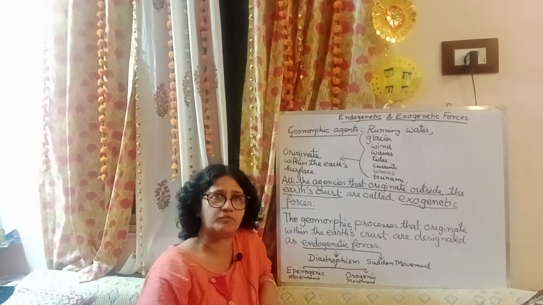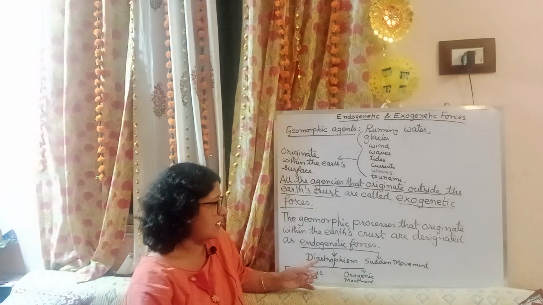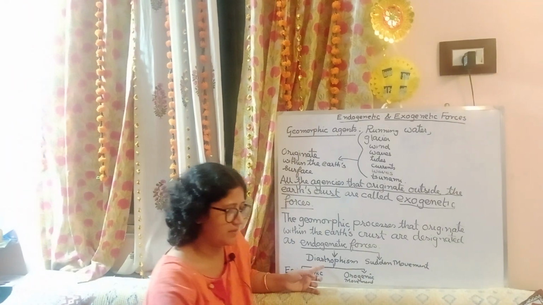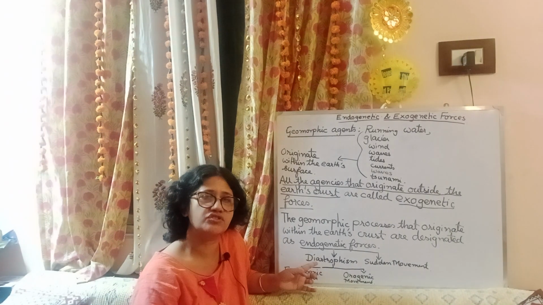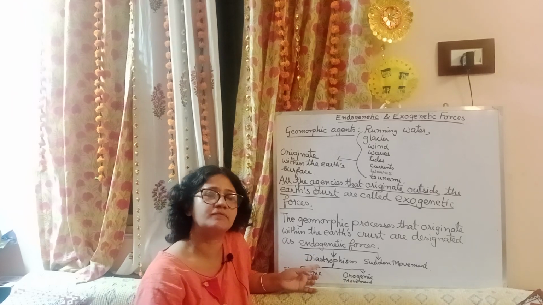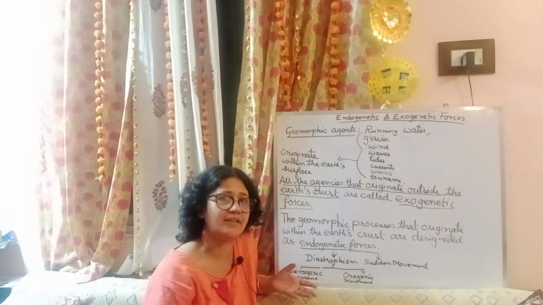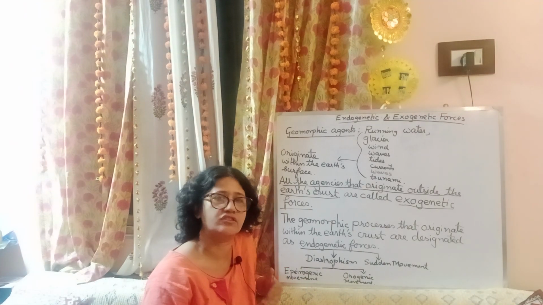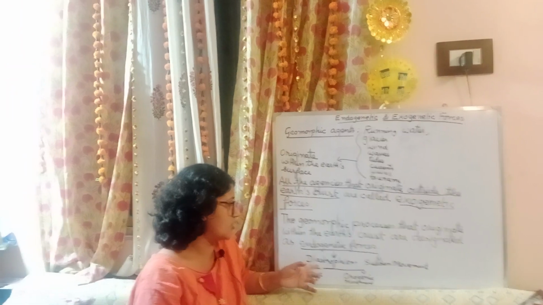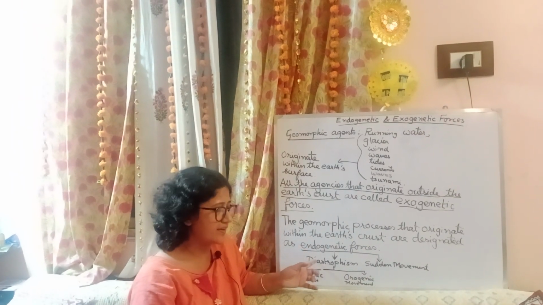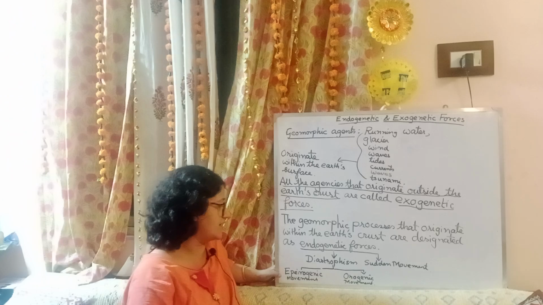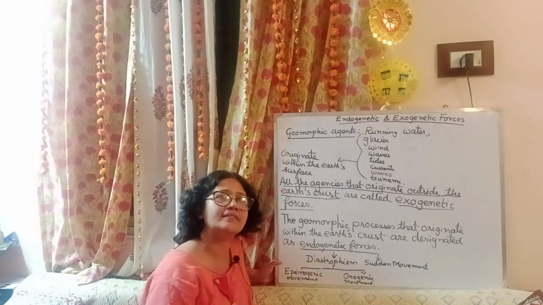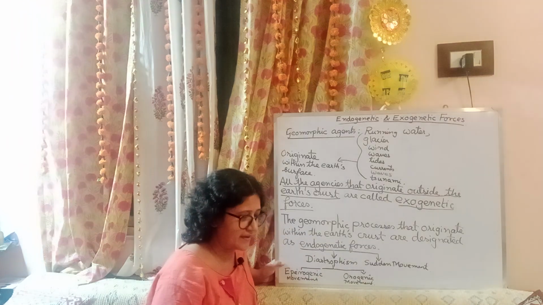In the endogenetic process, we come across a term called diastrophism. So, what is this diastrophism? Diastrophism is a force that occurs inside the surface of the earth, which helps in the bending, folding of the rocks, or the warping, or the fracturing of the rocks. That is called diastrophism. If we classify diastrophism, we will get two types of movement. One is epirogenic movement and the other one is orogenic movement.